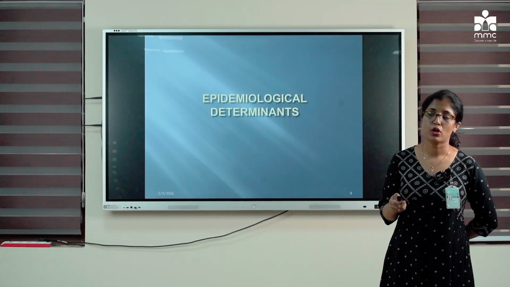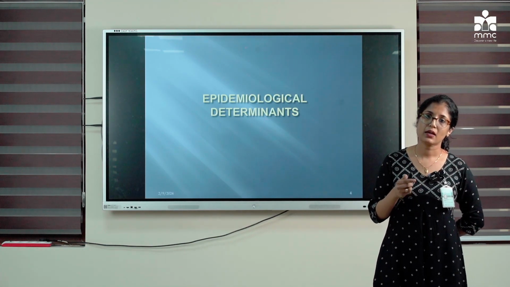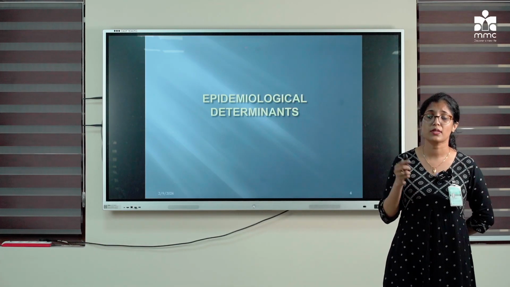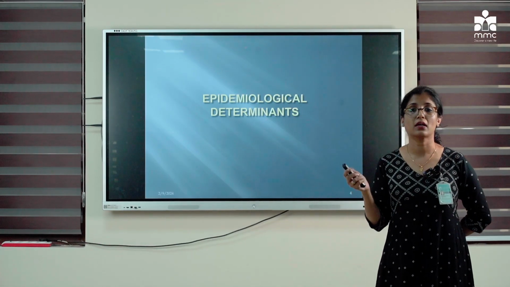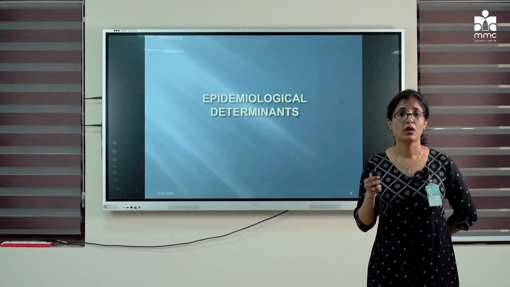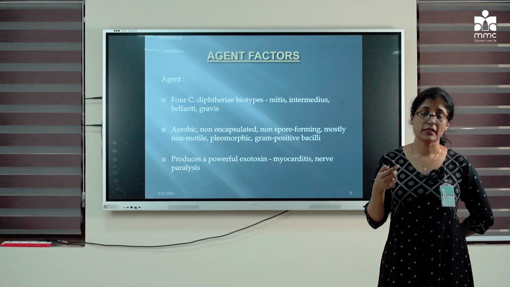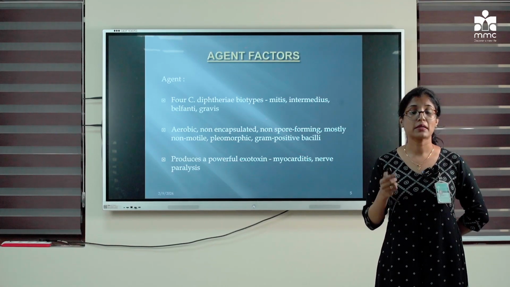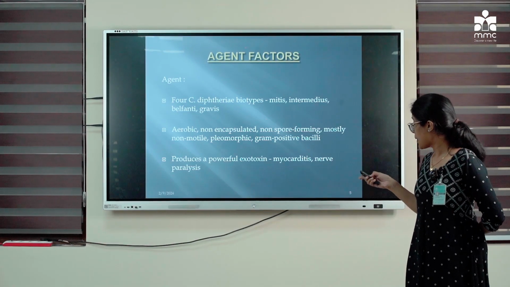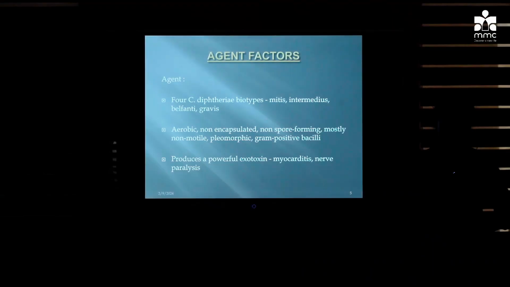Now what are the epidemiological determinants of diphtheria? As you all know, epidemiology consists of something known as an epidemiological triad, and it consists of three main factors. One is the agent factor, one is the host factor, and the other is the environmental factor. So what is the agent factor of diphtheria? Obviously it is Corynebacterium diphtheriae which is the causative agent, but there are four biotypes: mitis, intermedius, belfanti, and gravis.